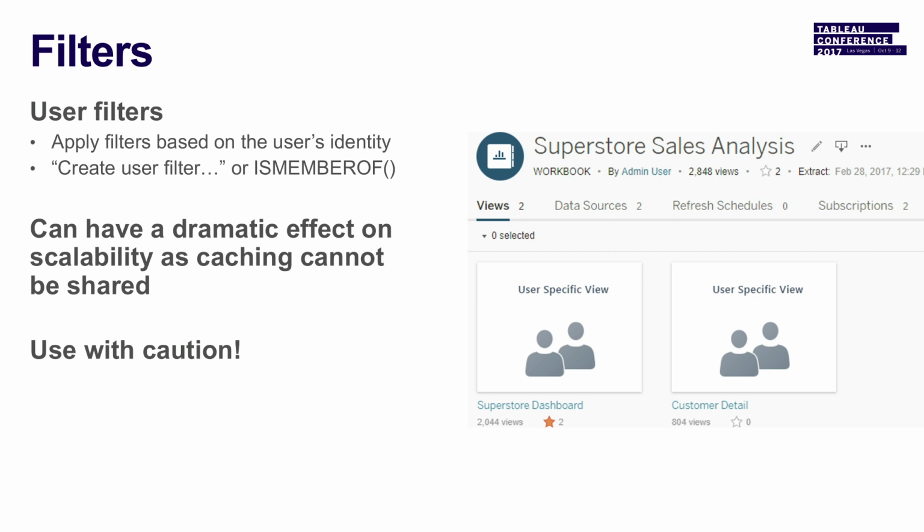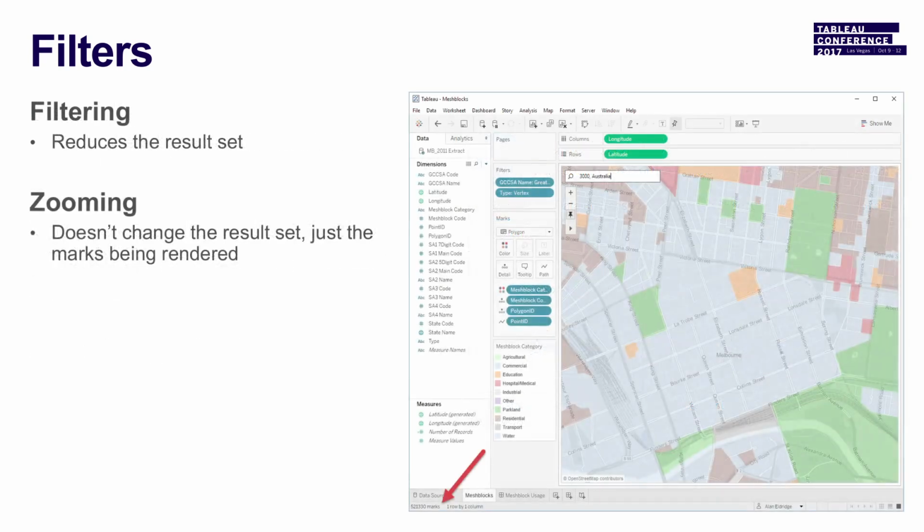And so you need to understand that as soon as you start playing around with stuff like this, you will dramatically affect the effectiveness of your cache, and that can reduce the scalability of your Tableau server deployment as well. So again, use this sparingly. Don't just turn it on willy-nilly. When we talk about filtering, filters reduce the result set.